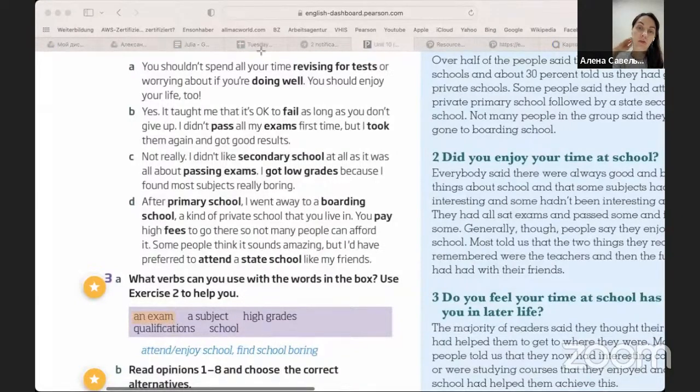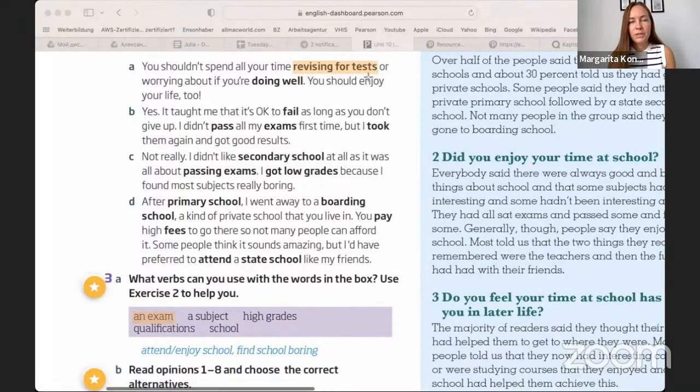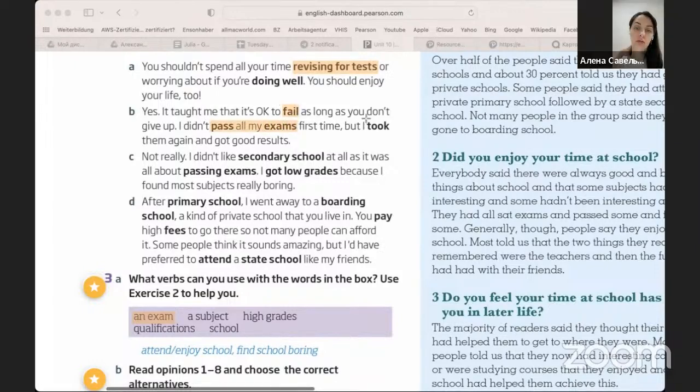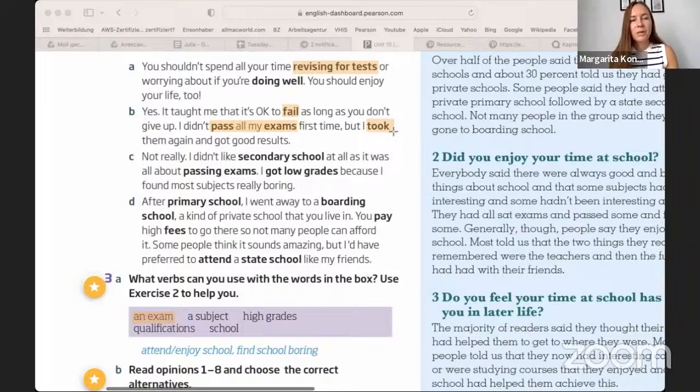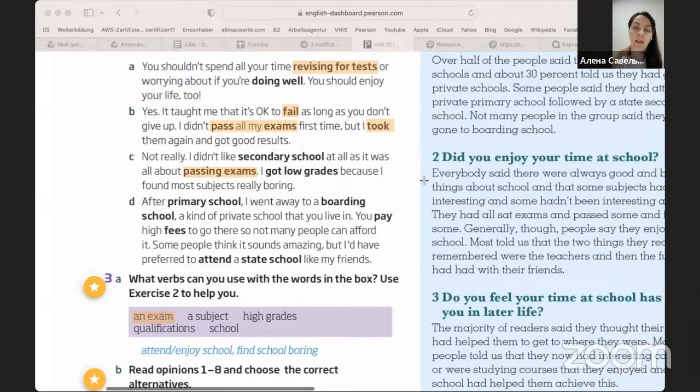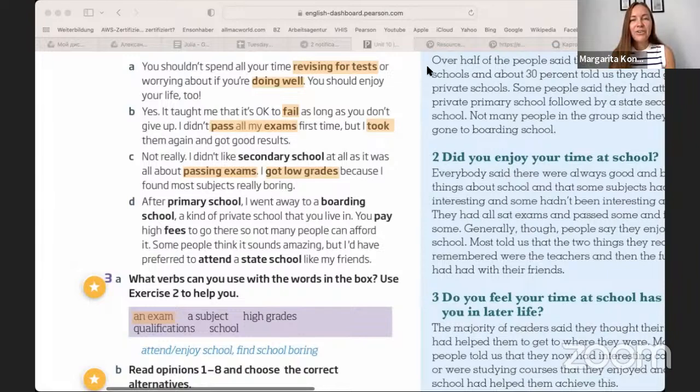Revising for test, maybe, yes. Pass or fail, right? Took. In the infinitive, it will be take, yes? Take, yeah. Again, pass. Passing exams. That's all, or maybe doing well. Doing well, right? As a result, and maybe get low grades. Good. Okay, good. Right, Alon, what can we use to speak about a subject?